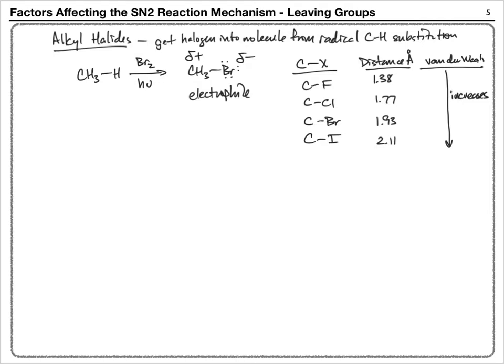So now, knowing that, in this trend between fluorine, chlorine, bromine, and iodine, how would you say the leaving group ability goes going down from fluorine, chlorine, bromine, iodine? Does the leaving group ability get better or worse as you go from fluorine to iodine? So Max says it gets better. So why does it get better? What's a reason why?